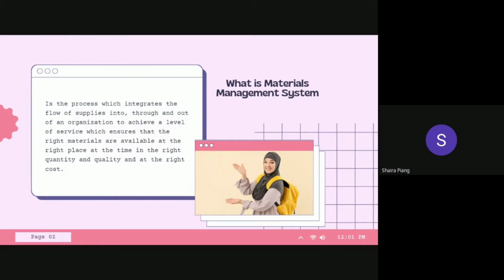So, what is a materials management system? It is the process which integrates the flow of supplies into, through and out of the organization to achieve a level of service which ensures that the right materials are available at the right place at the right time in the right quantity and quality and at the right cost.